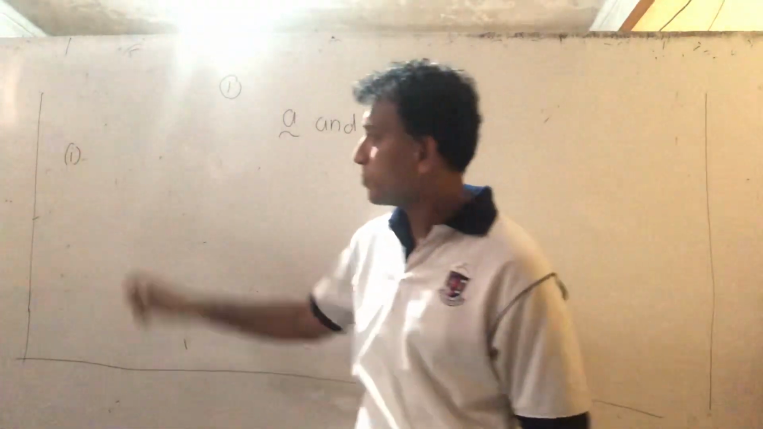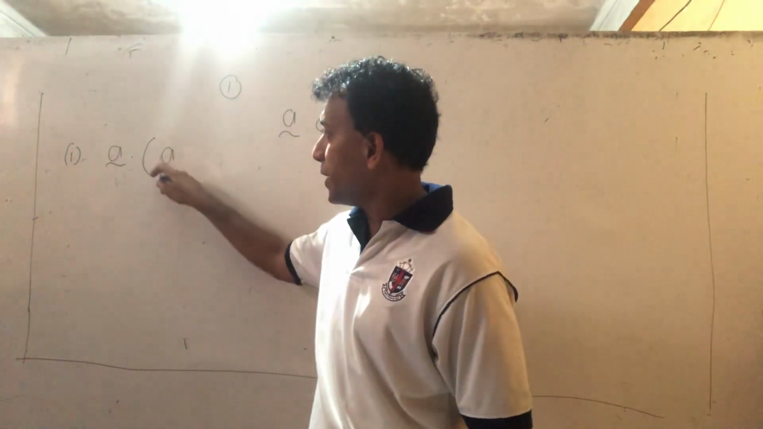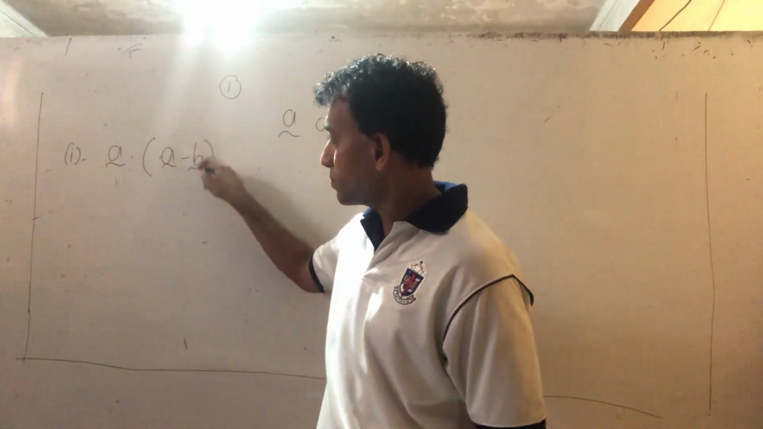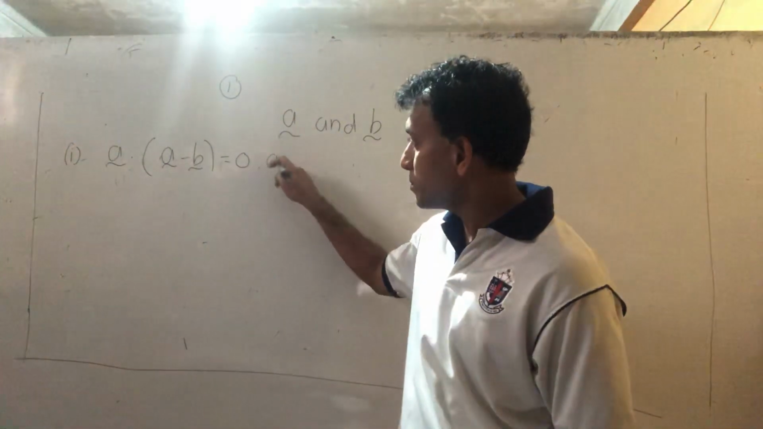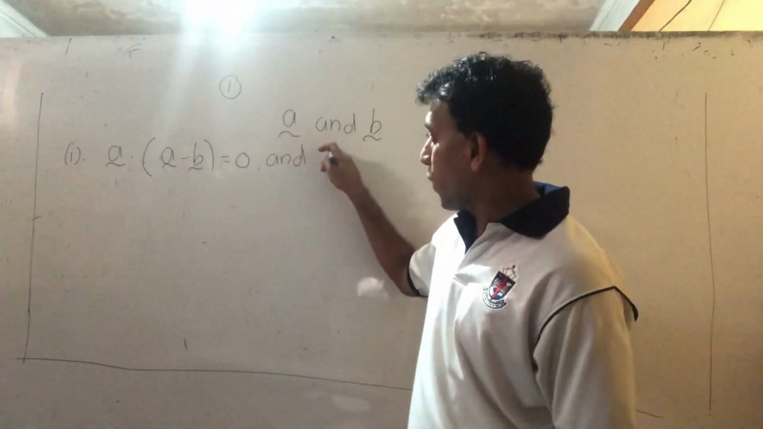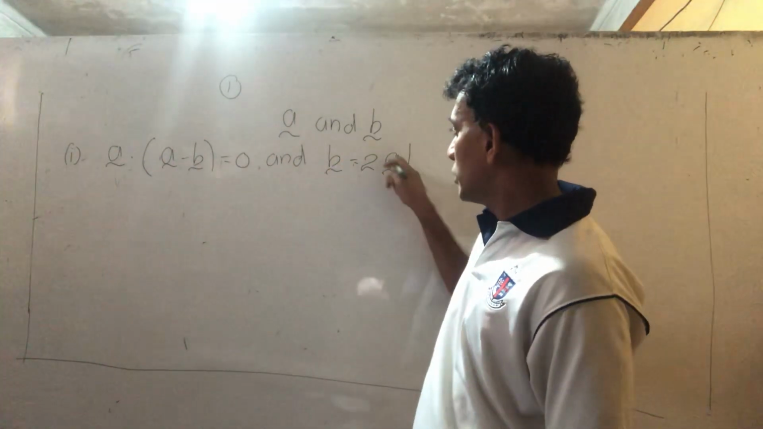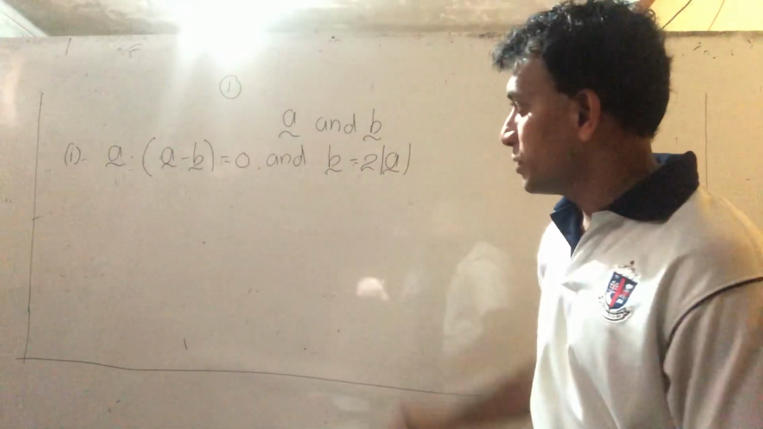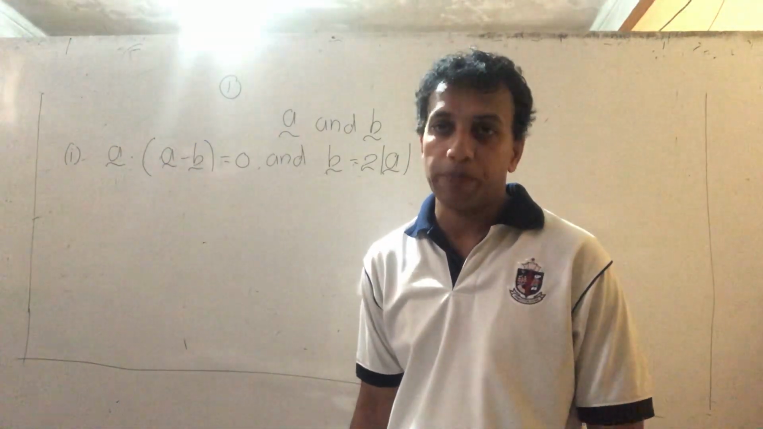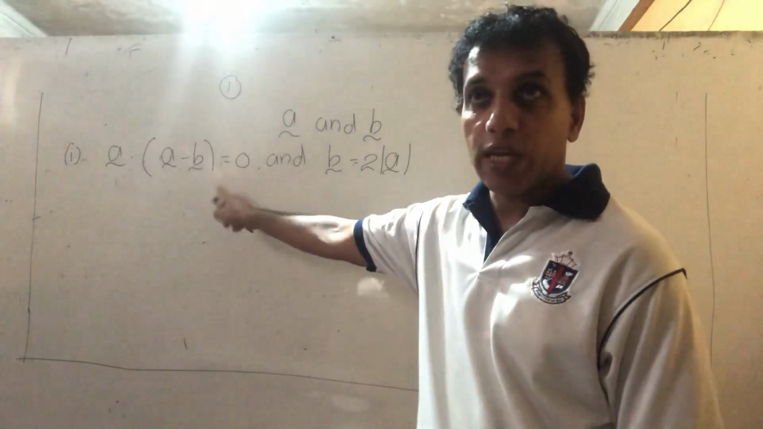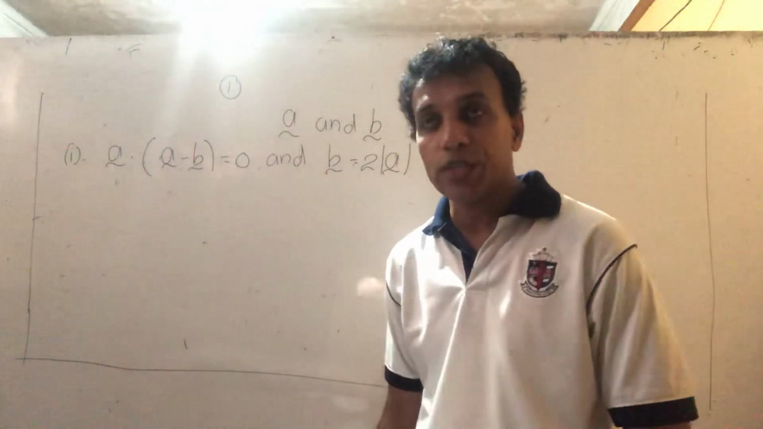First part: vector A dot (A minus B) equals 0, and the modulus of vector B equals 2 times the modulus of vector A. For this first condition, you will find the angle between the two vectors A and B.